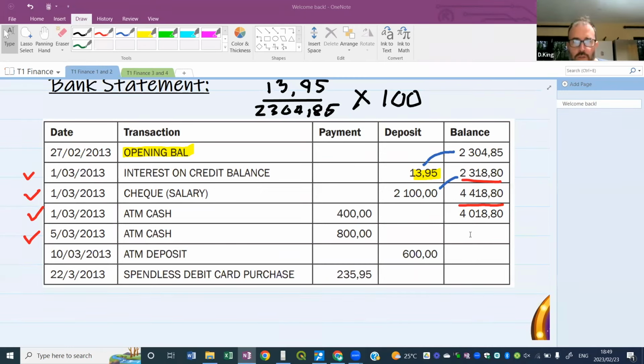Good. So we can reduce the 4,018 by 800. You can keep that value on the calculator, and just do transactions with that total on the calculator now. Well done, Alzondi. So we subtract 800 Rand, and that's the new total, 3,218 Rand and 80 cents. Okay, here's another transaction.